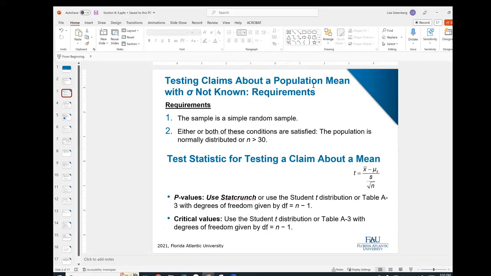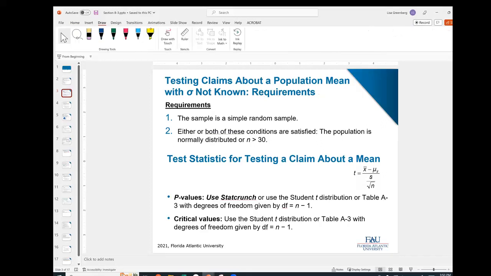So testing claims about a population mean with the sigma not known. We have some requirements. Okay, so really important. Requirements are the sample is a simple random sample. Has to be that. And either or both of the conditions are satisfied. Either we know the population is normally distributed or N is greater than 30. And again, we saw that earlier as well.